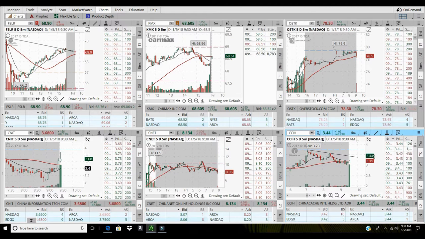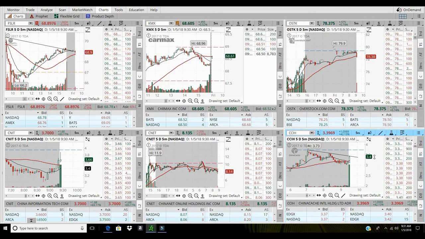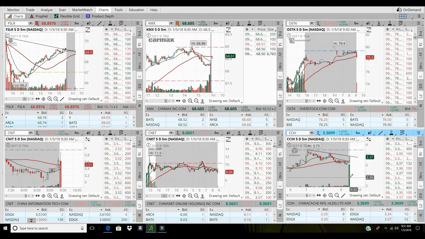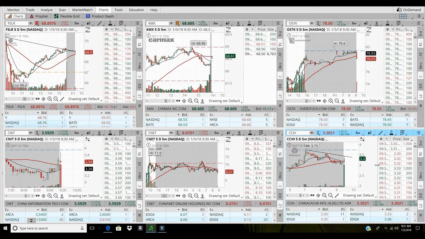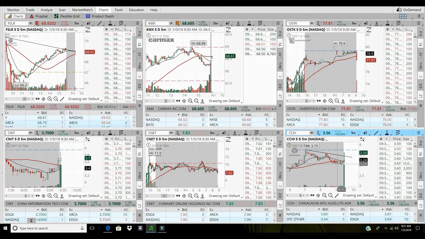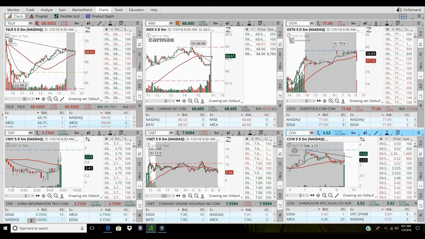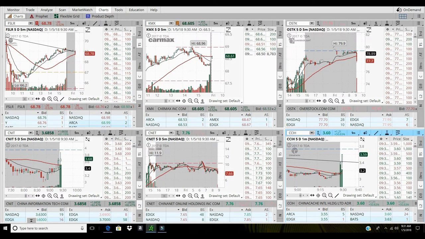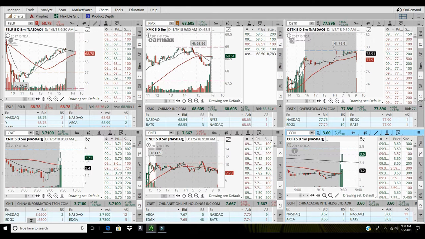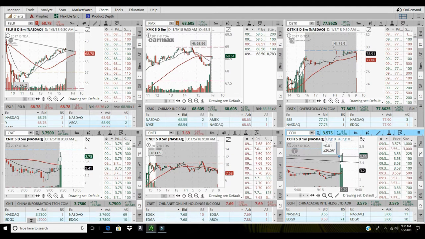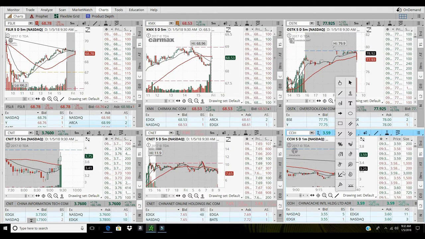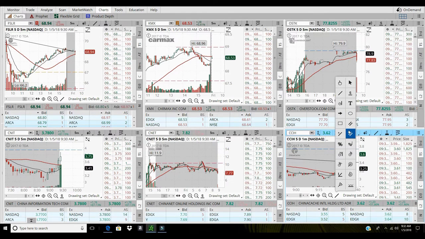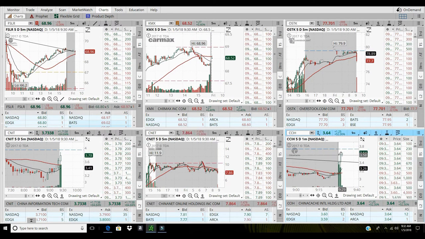CCIH looks like it might be the first play. Got some nice volume kicking in. Break this trend line, form a new area of support underneath us, that would be a buy. I'm gonna step into some CCIH up there, 3.58, and I put my stop around 3.38, 20 cents.